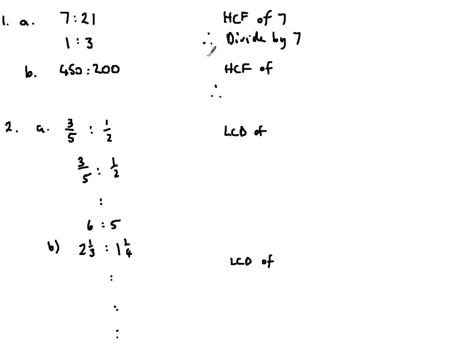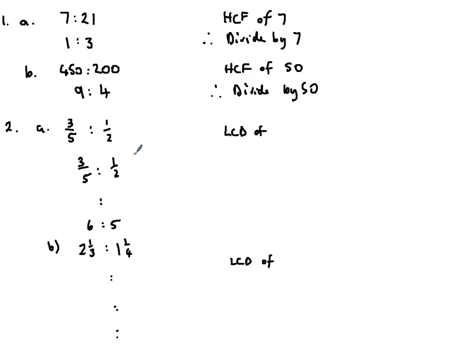So 450 and 200 has a highest common factor of 50. So we're going to divide by 50. In that case, 450 divided by 50 is 9. 200 divided by 50 is 4. And there are no common factors of 9 and 4, so we know we've got the right answer. And we do that for any problems where we can find a highest common factor.